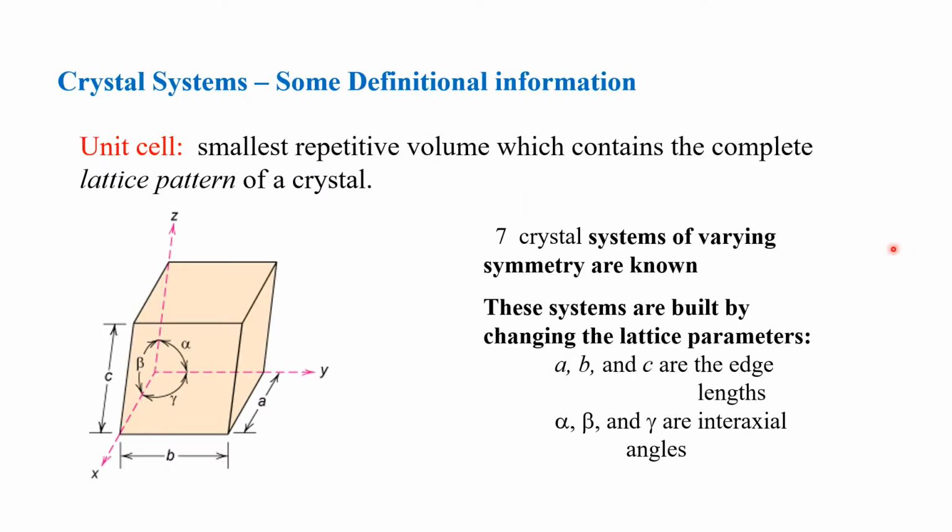Now, some additional information about crystal systems is about the unit cell. When I say the unit cell, this is the smallest repetitive volume which contains the complete lattice pattern of a crystal. Now we have 7 crystal systems of varying symmetry that are known. These systems are built by changing the lattice parameters. You have a, b, c, which are the lengths along the x, y, z axes, and alpha, beta, and gamma, which are interaxial angles, the angles between the x, y, z axes.